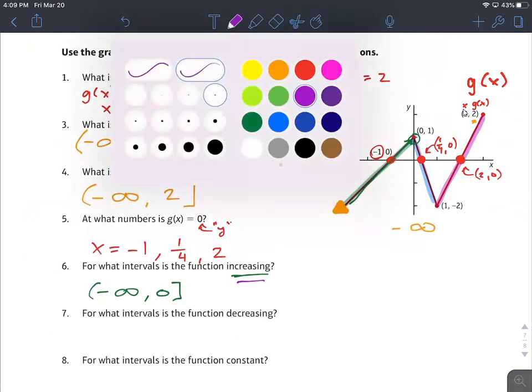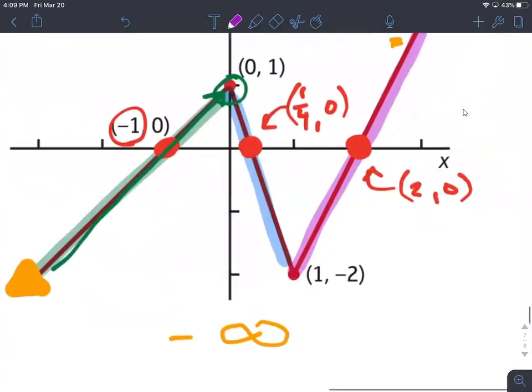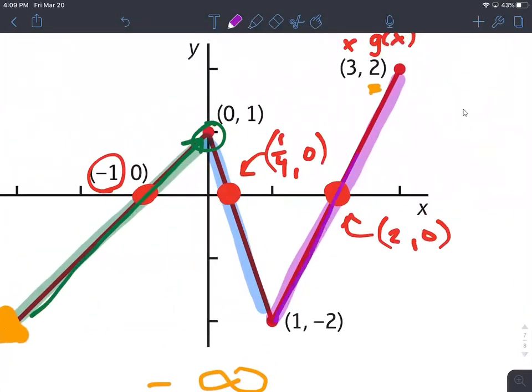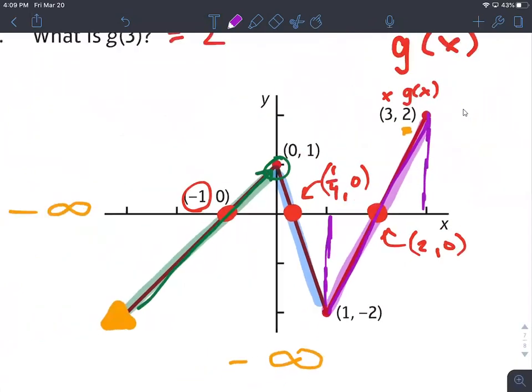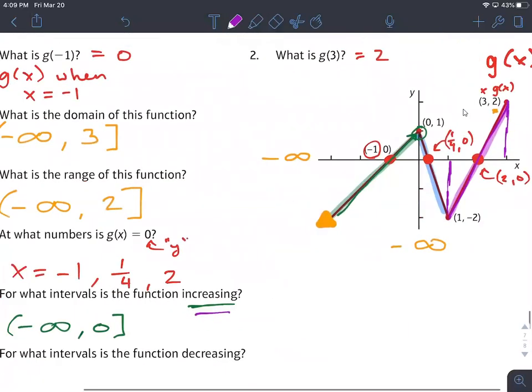Then we move over to the purple. Then the purple turns from going downhill to uphill, from decreasing to increasing, and it is increasing over this entire domain right here. And it looks to me to be from an x value of 1 all the way to an x value of 3.